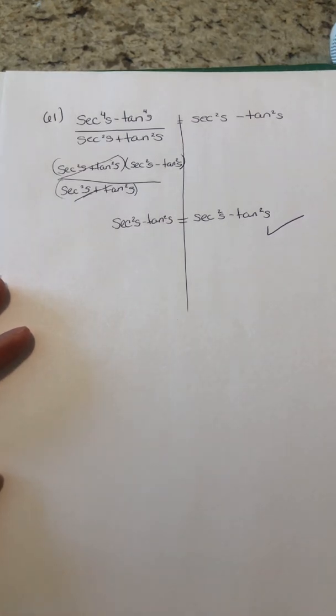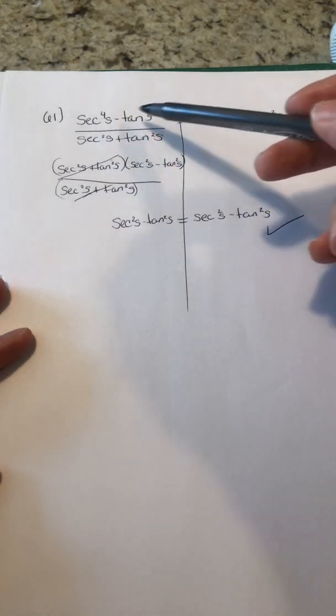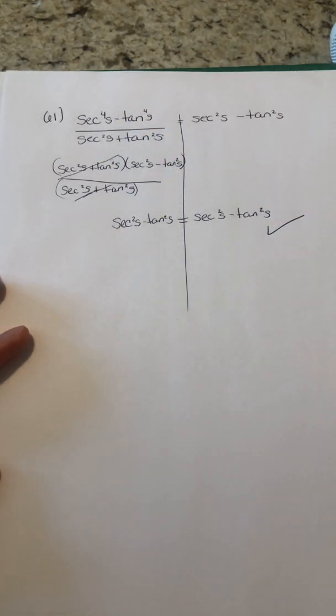So some things to look for sometimes when proving identities is see if you can factor, because sometimes the factors will cancel out and then you can simplify.